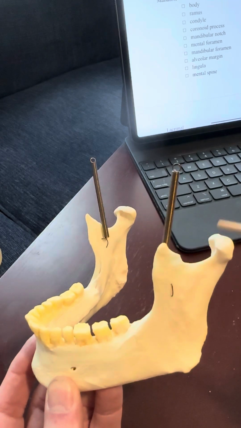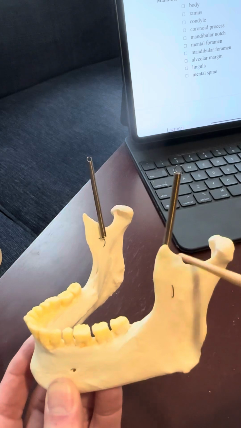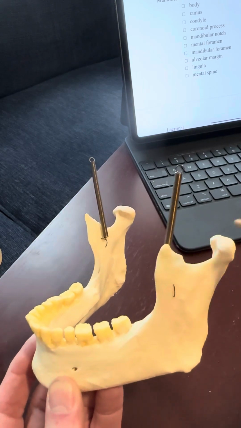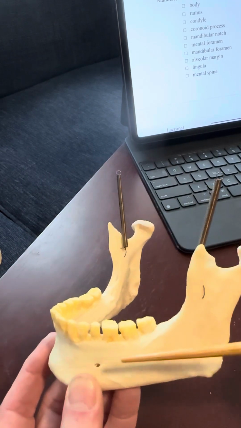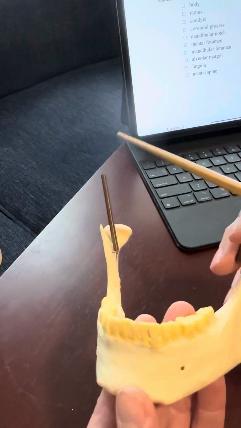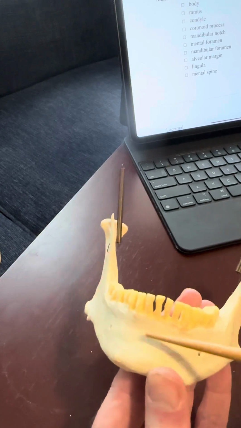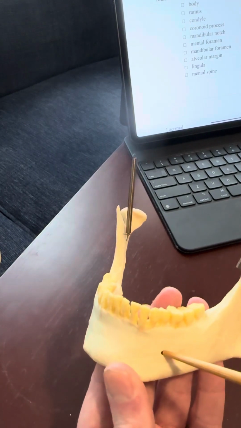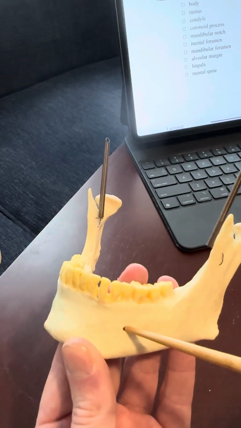Mandibular condyle or condyle. Coronoid process, mandibular notch. Condyle, coronoid process, mandibular notch, ramus, body. On the chin, the term for chin is mental. There is the hole right there called the mental foramen. So that's your mental foramen.